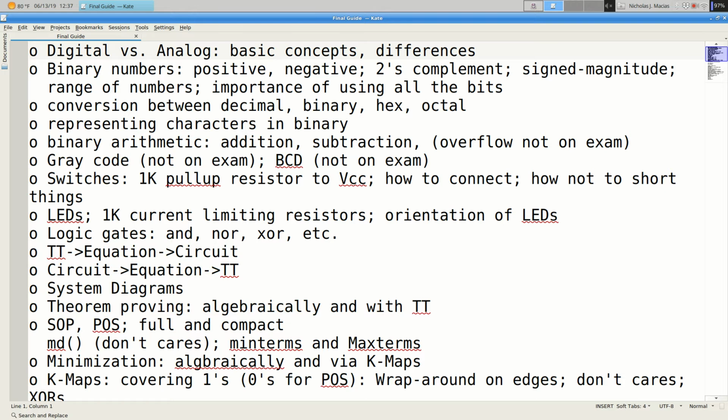And the importance of using all bits, I already said that. Conversion between decimal, binary, hex, and octal. So converting from those into decimal, just multiply by the powers of 2, or the powers of 8 if it's octal, or convert it to binary and then multiply by powers of 2. Everybody good on going from decimal into binary? Right, divide by 2, write down the remainder, carry the part over, just keep doing that.